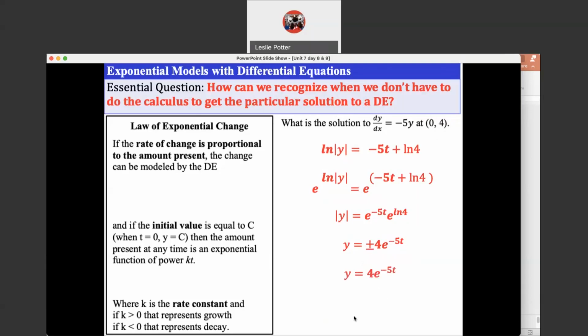So let's take a look then at where we started and what we end up with. So we started with a rate of change that is proportional.